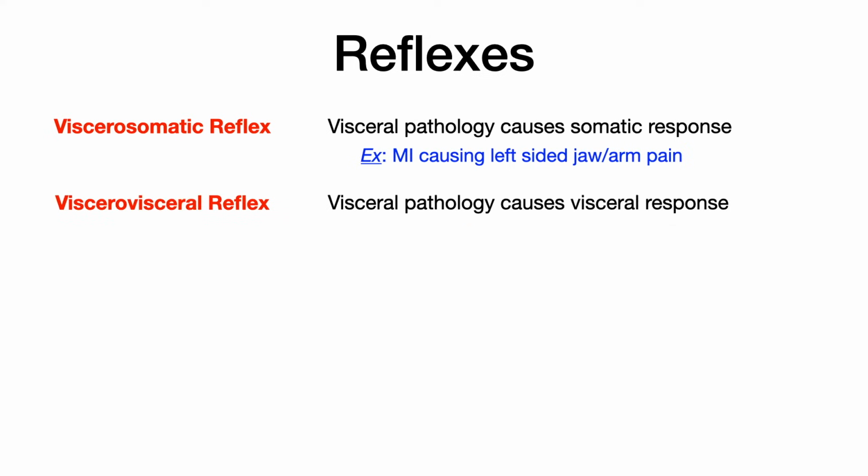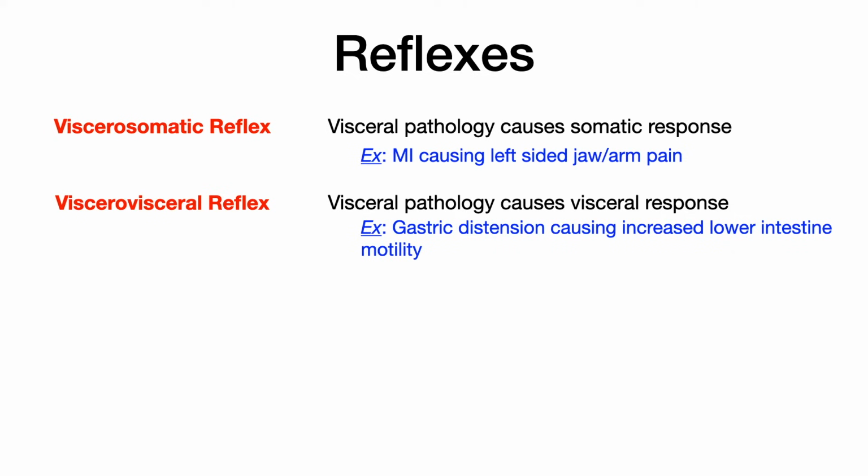The next type of reflex is a visceral reflex. And as the name implies here, it's visceral pathology causing a visceral response. So an example would be gastric distension causing increased lower intestine motility. So let's say that you have a huge meal and all of a sudden after that meal is wrapping up or shortly finished, you feel like you have to go have a bowel movement. The reason is because you had a huge meal, there was gastric distension, and a visceral reflex occurred where your stomach told your intestines, hey, it's time to make some room for this new meal that I just swallowed, and go evacuate your bowels. That's visceral reflexes.